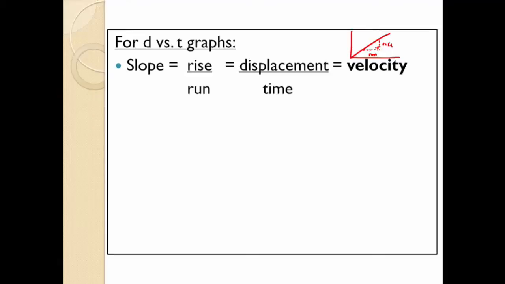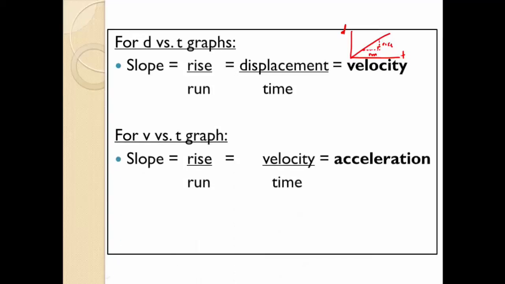Since this is a distance versus time graph, if we do the rise over run, what do we get? Well, our rise is just our displacement, and our run is just our time. And we know that displacement divided by time is just our velocity. So if you have a d versus t graph, finding the slope is actually finding the velocity that it is traveling. Now, this obviously assumes that it is moving at a constant velocity. You'll notice that there's no acceleration here. Otherwise, the displacement would change as a function of time. We'll see one of those in a bit.